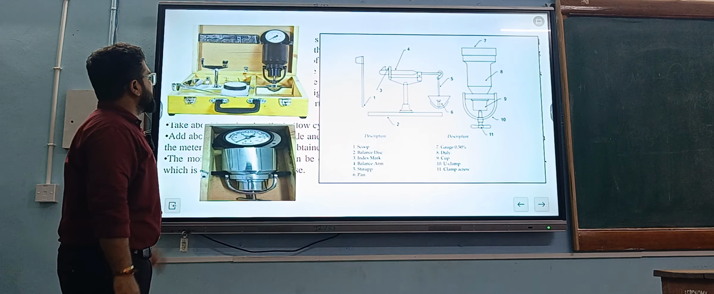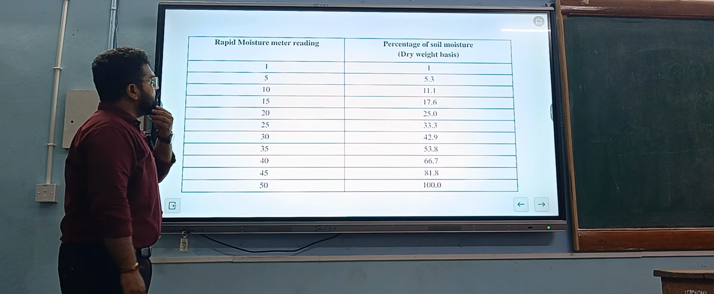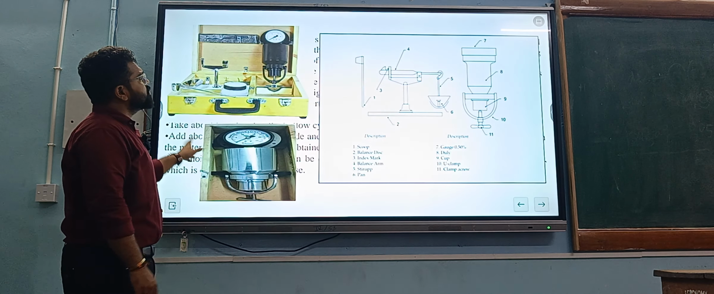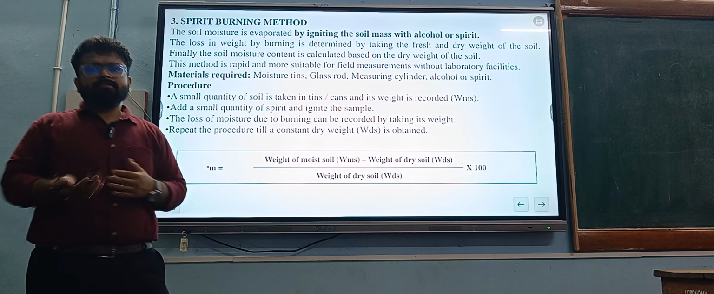So next we have the rapid moisture meter. There are instruments for this. We will discuss this in the next class.